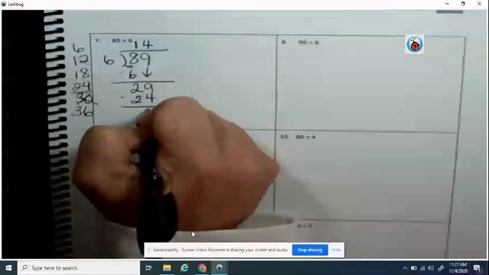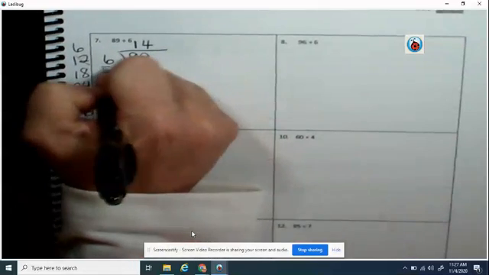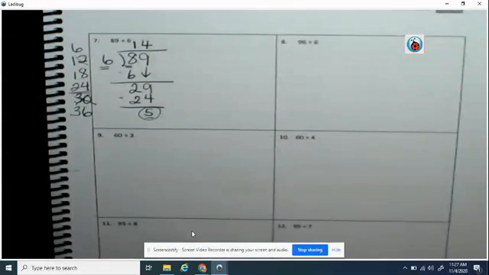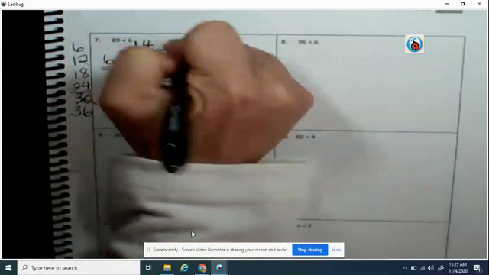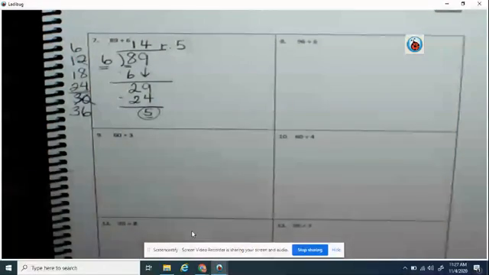And when I subtract, that leaves me with 5 left over. 5 is smaller than 6, so I know that that's going to be my remainder. I can't split that up or break that into a 6 anymore. So I'm going to have a remainder of 5. And there's nothing else over here to move down, so I know I have to stop at 5.